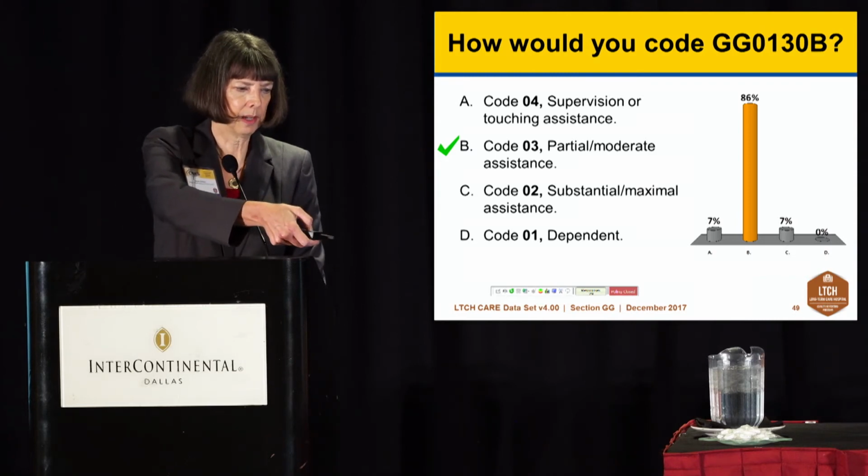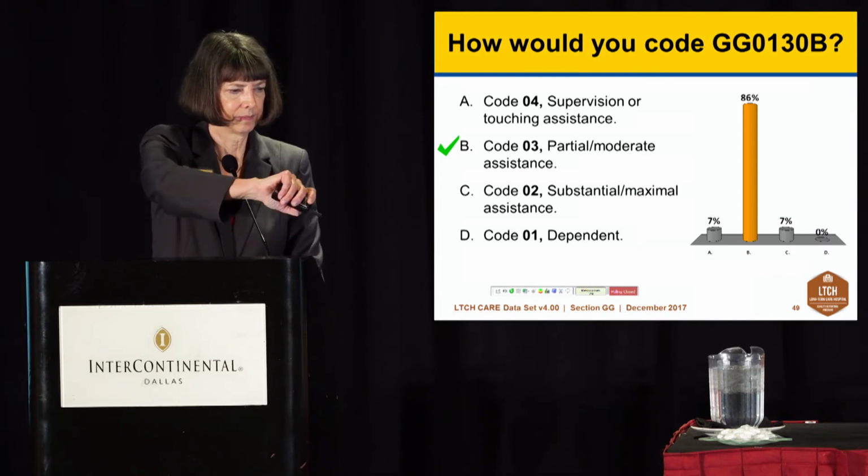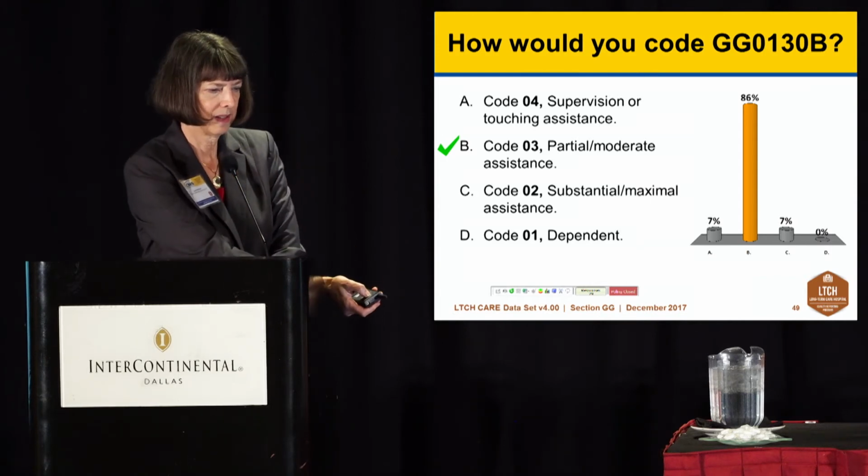And what is our rationale? I think we're low battery here on the advancer.